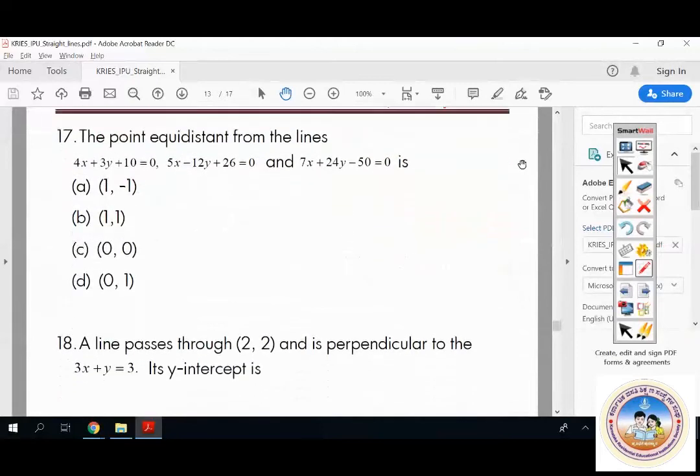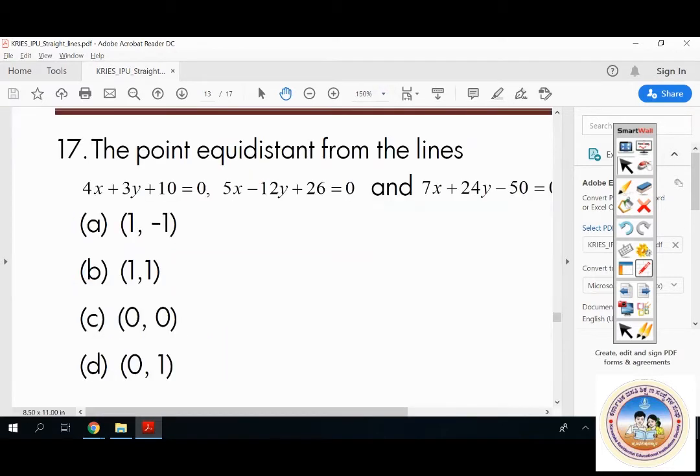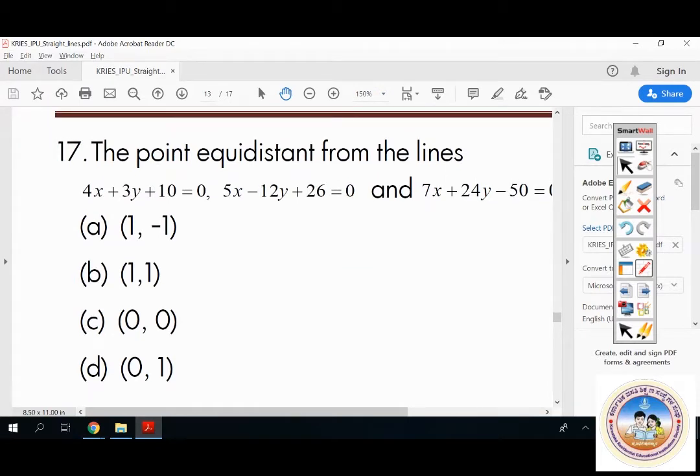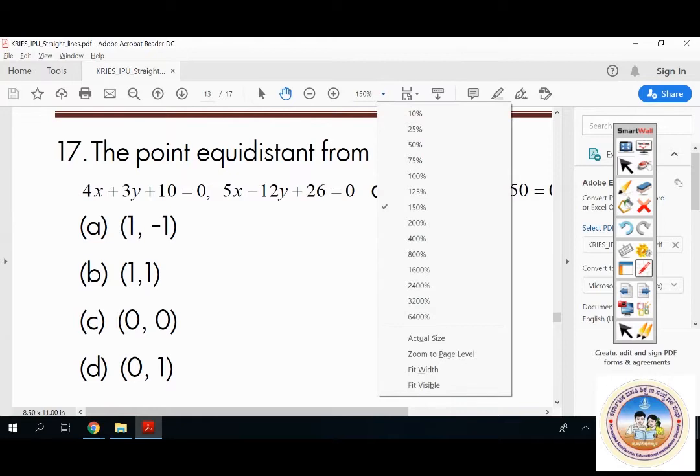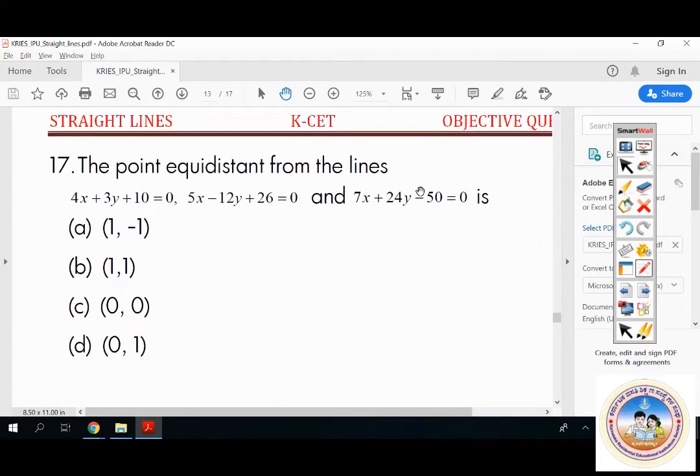Question 17, look at how it is. The point which is equidistant from the lines 4x + 3y + 10 = 0, 5x − 12y + 26 = 0, and 7x + 24y − 50 = 0 is. Now, we will find out the distance of all these points from these lines.